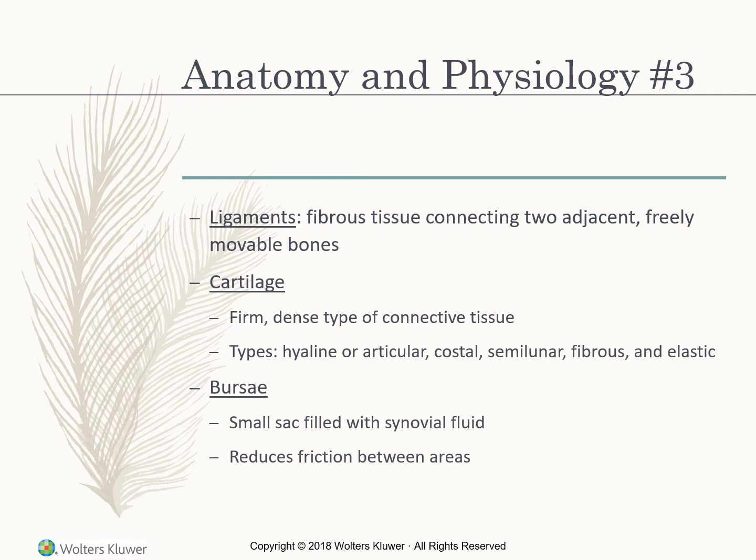Hyaline and articular cartilage cover the surfaces of movable joints such as the elbow and protect the surfaces of these joints. Other types of cartilage include costal cartilage, which connects the ribs and sternum; semilunar cartilage, which is one of the cartilages of the knee joint; fibrous cartilage, found between the vertebrae; and elastic cartilage, found in the larynx, epiglottis, and outer ear.